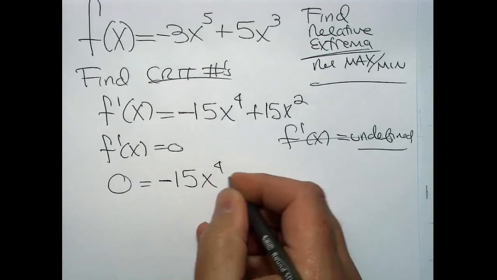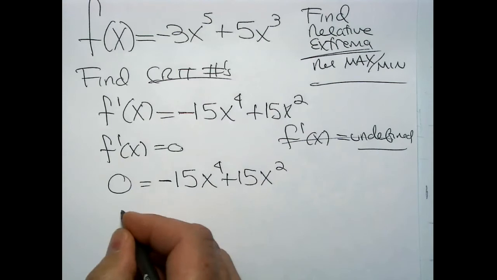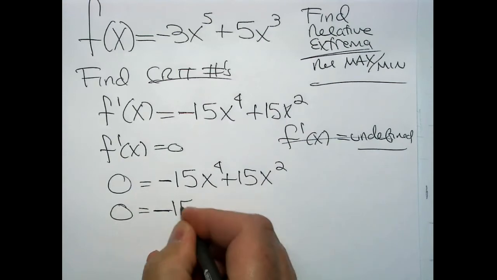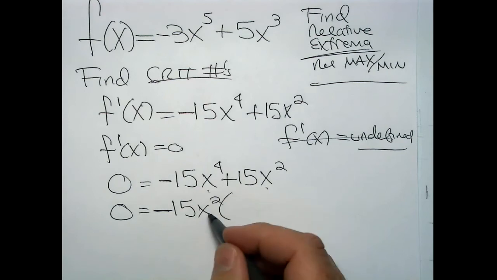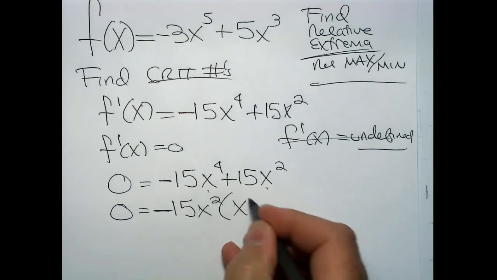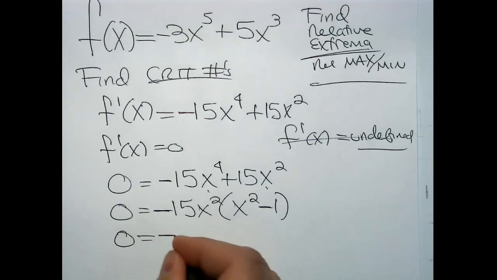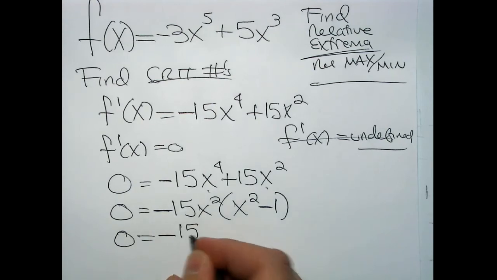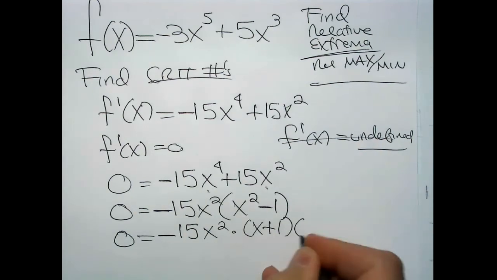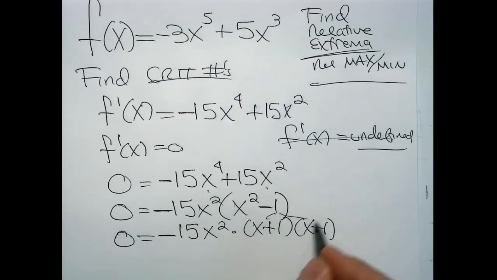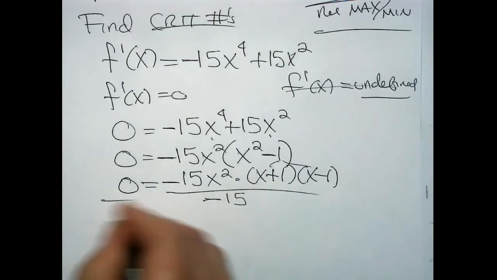I can tell you right away that minus 15 or 15 is not a critical number. In fact, we should be able to factor out the minus 15, and we can factor out an x squared also. So that all comes out, leaving me with an x squared and a minus 1. We can continue to factor like this, right? That's the difference of two squares, so that's how you factor that. And the minus 15 is really not relevant to this problem.